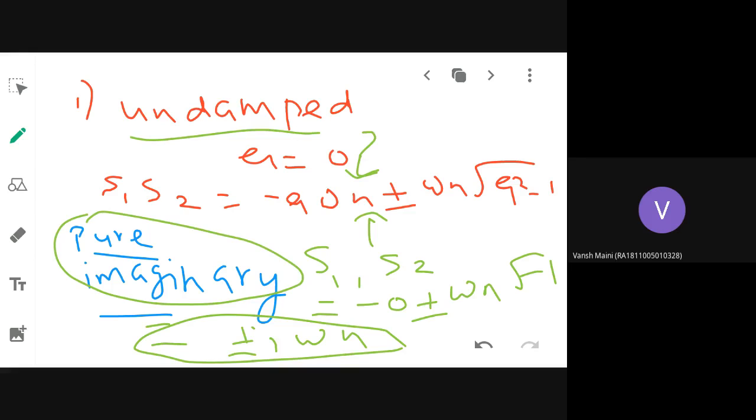For what case will you get purely imaginary roots? What is the case that we are discussing? Zeta equal to 0, that is called undamped. The roots will be plus or minus j omega n, which are purely of what nature? Imaginary. Remember, again and again I am telling you, when zeta is equal to 0, the system will be undamped and the roots will be plus or minus j omega n, with purely imaginary nature. Okay, shall we go to the next case, sir?